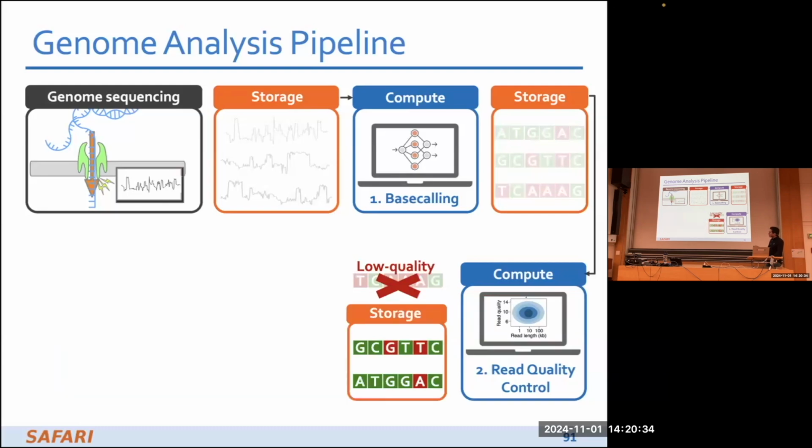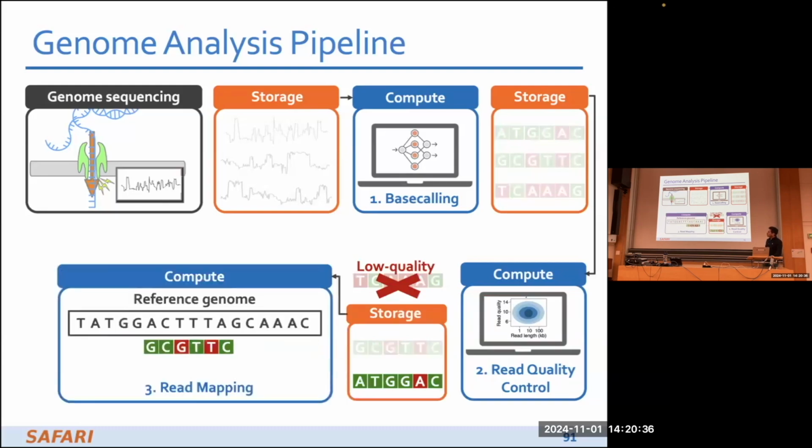You'll essentially store them again, and then you'll do further computation, maybe read mapping, right? So you'll look at reference genome and then see whether the read is unmapped or mapped and so on. This is also a costly process, and it also includes a bunch of data structures that we covered before.